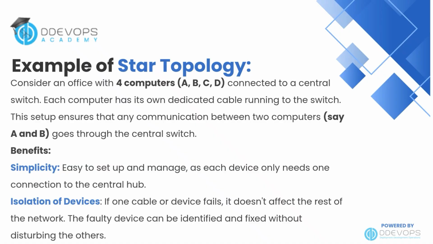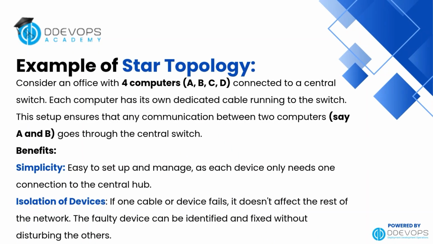Now, let's look at an example of a star topology. Imagine an office with 4 computers, A, B, C, and D, all connected to a central switch. Each computer has its own dedicated cable running to that switch. This means any communication, for example between computer A and B, goes through the central switch.